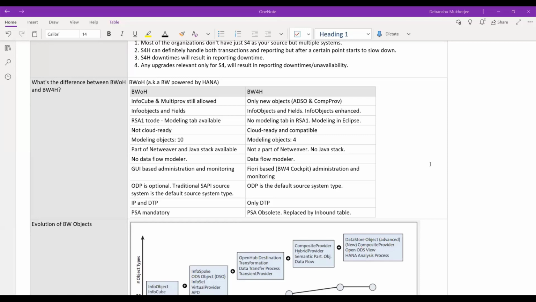BW for HANA does not allow you to use any older objects. InfoCube is not allowed, multi-providers are not there. Only new types of objects you can use, which is advanced DSO and composite provider.